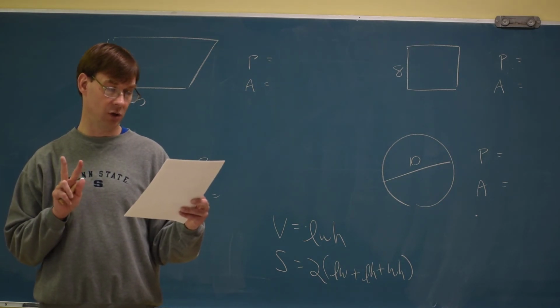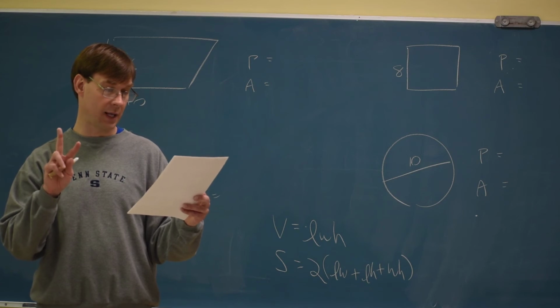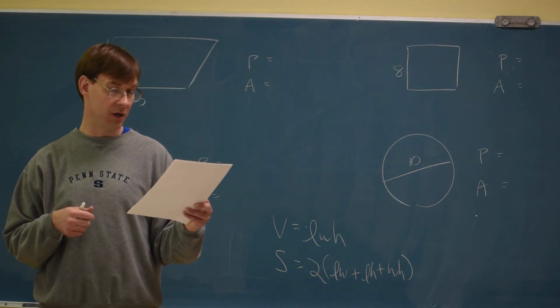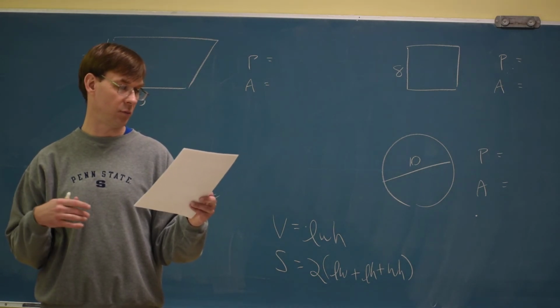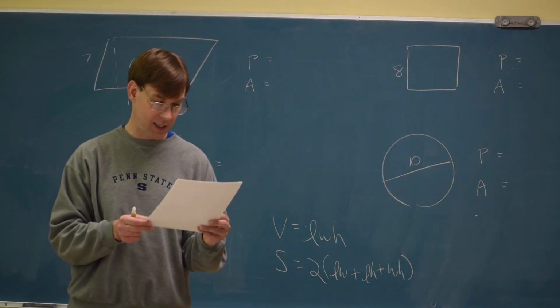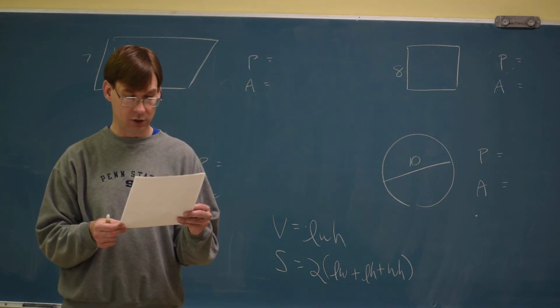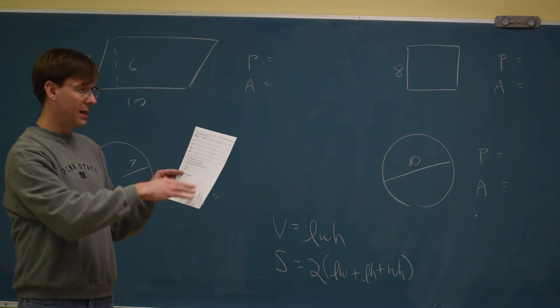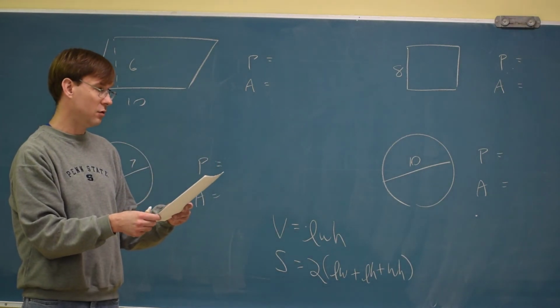Surface area always has 2s. So 14 is inches squared today, but maybe yards is on the next paper, I don't know. Perimeter is just plain old inches, plain old whatever I gave you. 16 is area, always inches squared. So there's some information to help you today and to help you in the future.